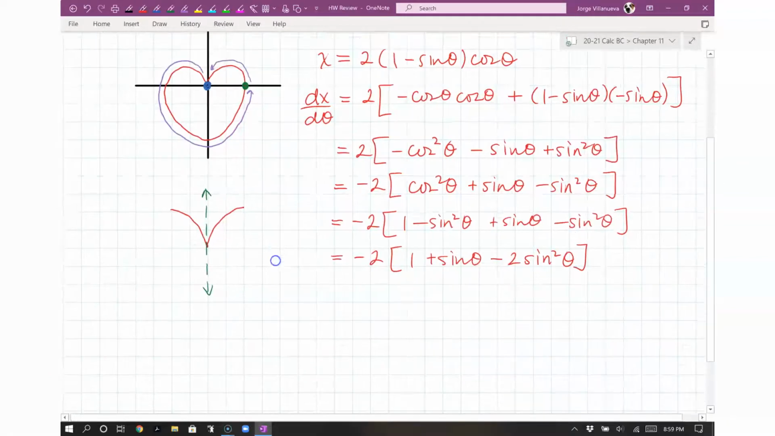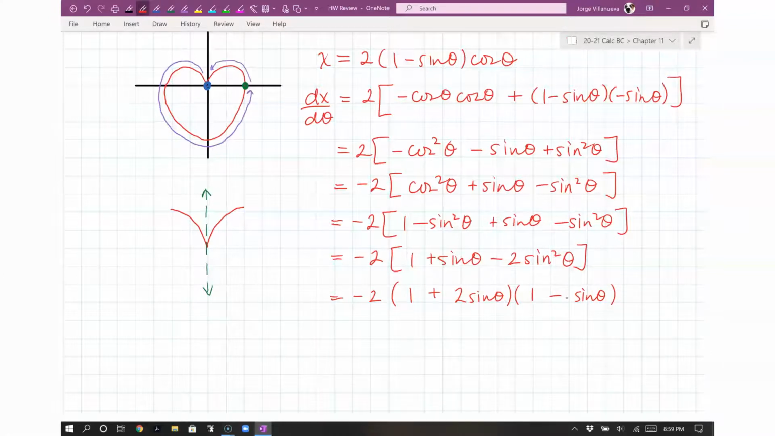Now I'm going to factor that. So that's negative 2 times (1, 2 sine theta)(1, sine theta). Since I need a positive 1, it'd be plus 2 sine theta and a minus sine theta, so (1 plus 2 sine theta)(1 minus sine theta).